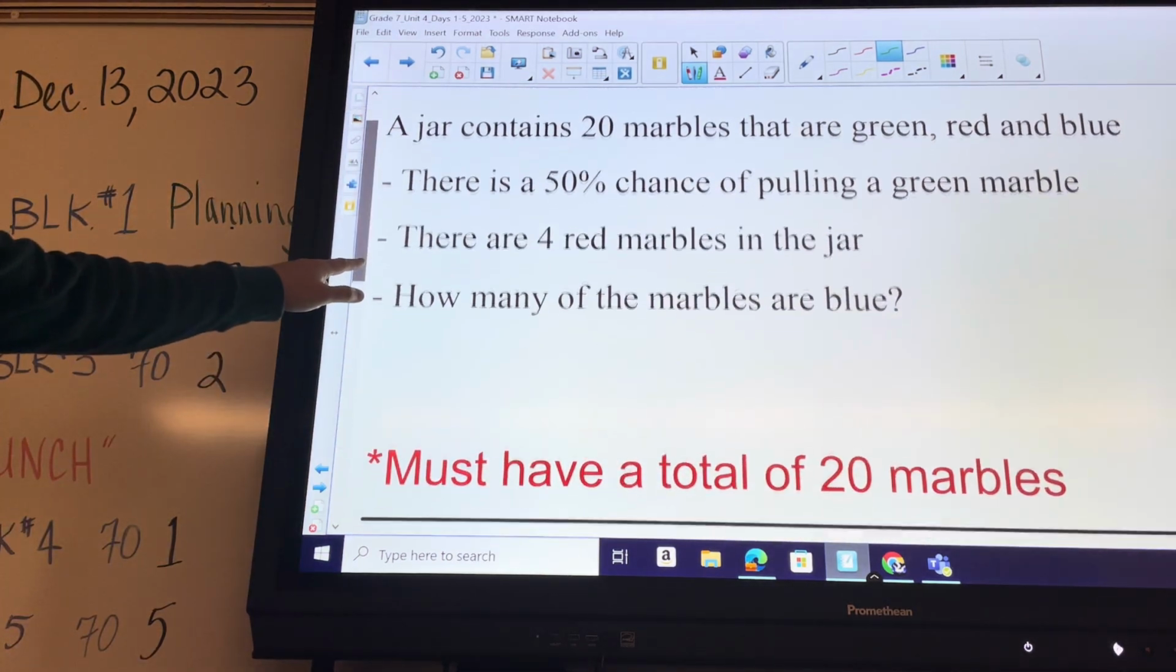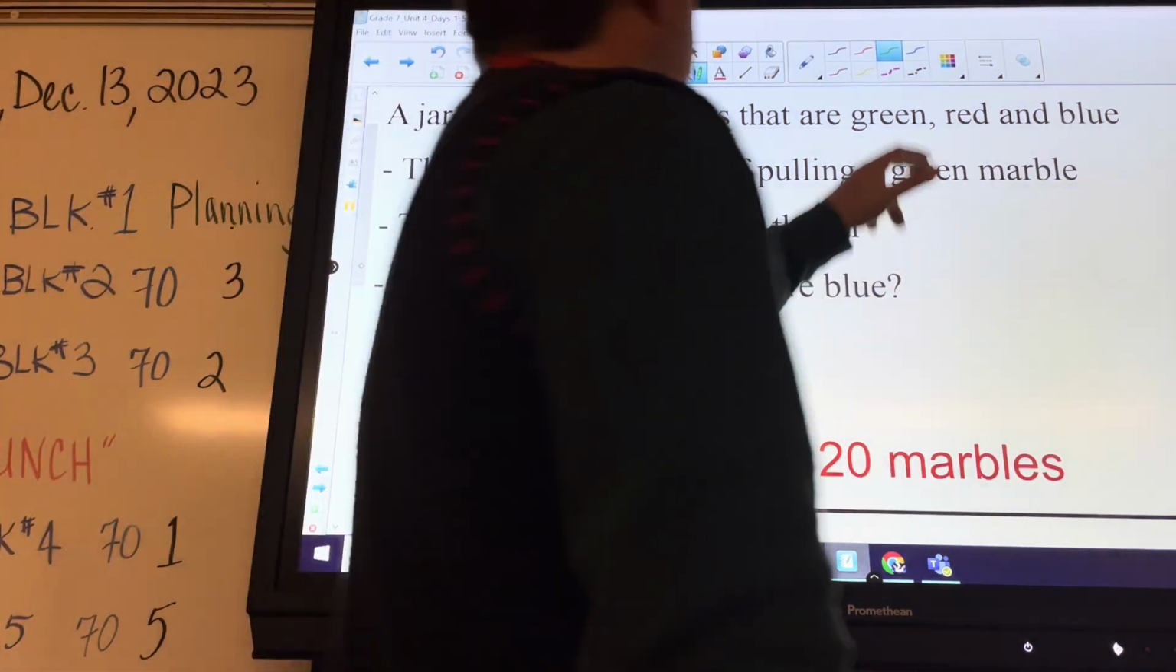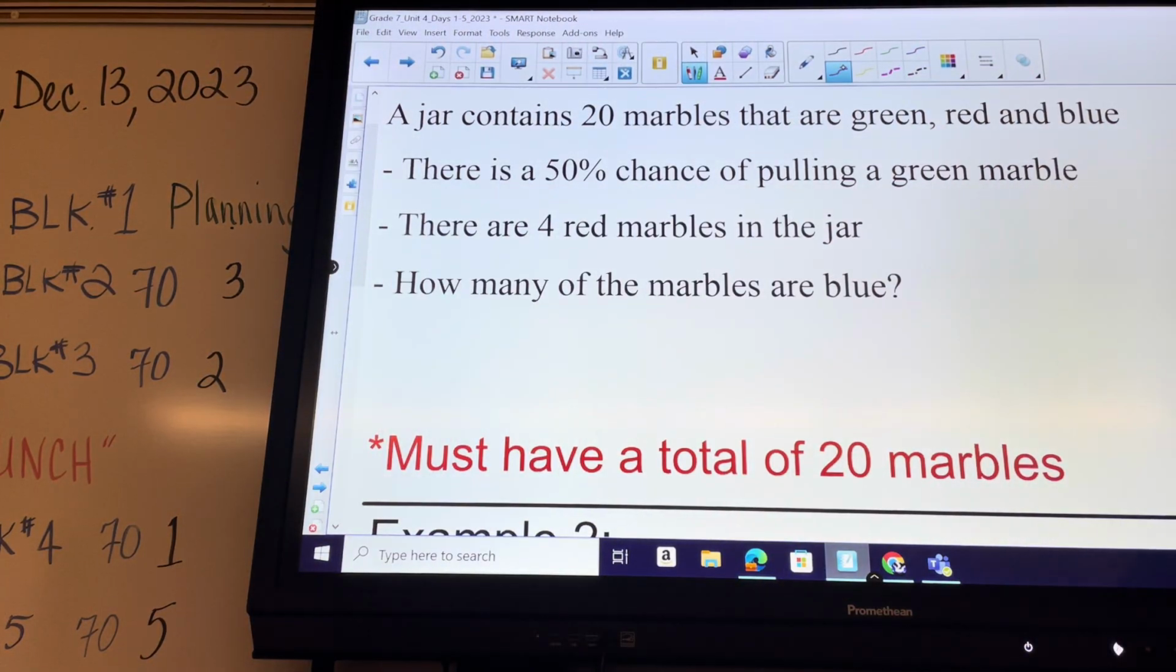So a jar contains 20 marbles that are green, red, and blue. So right away I'm thinking, okay, there's 20 marbles. They're green, red, and blue. There's a 50% chance of pulling a green marble. So on my Desmos calculator, I go, okay, 50% of 20 because there's 20 marbles. That means there are 10 marbles in there that are green.